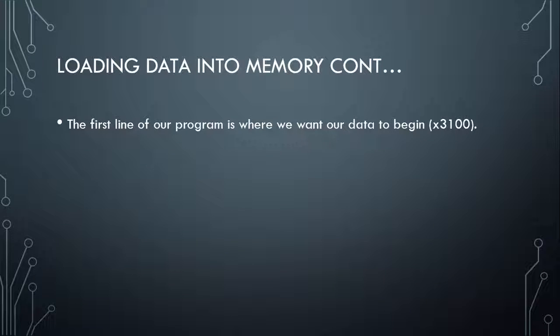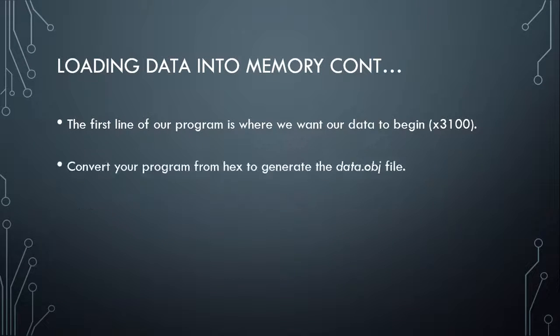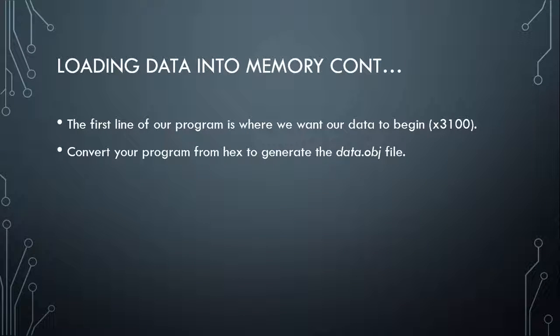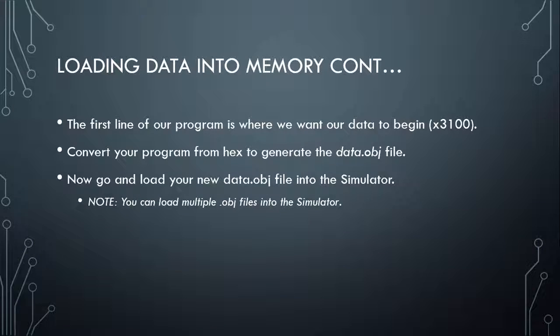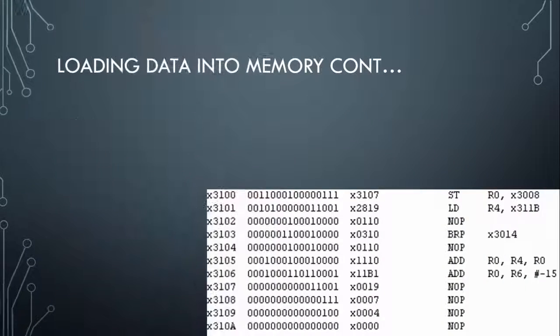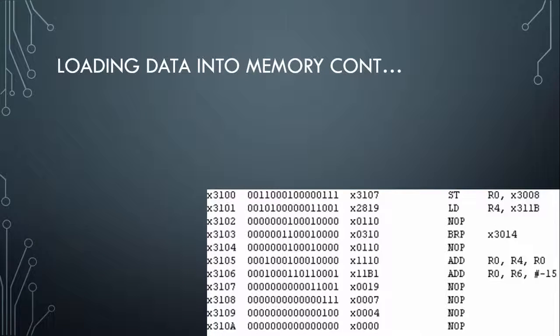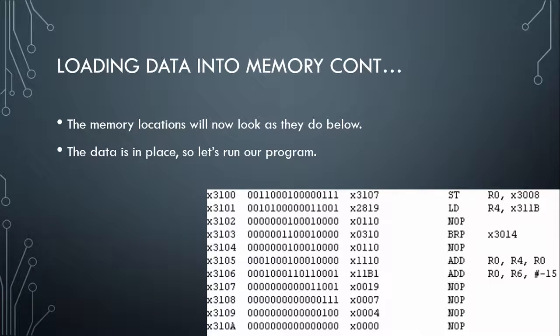All right. Again, the first line of the program is where we want our data to begin, 3100. So let's convert that program from hex to generate the data.obj file. Then we're going to load our new data.obj file into the simulator, and note that you can load multiple obj files into the simulator. All right, once that's loaded, you can see the memory locations will look as they do below in this image here. The data is in place, so let's go ahead and run our program.